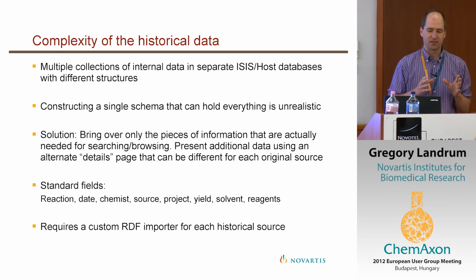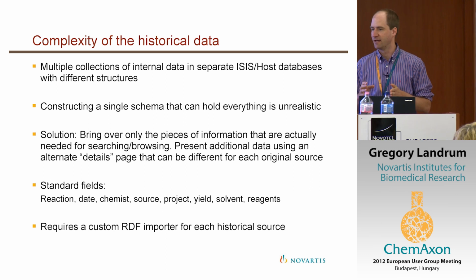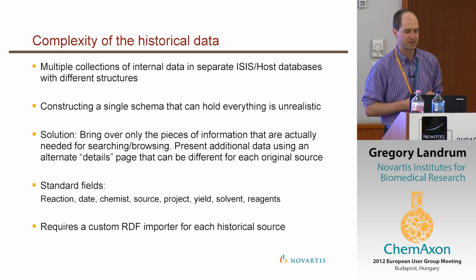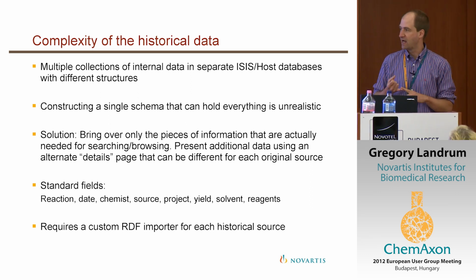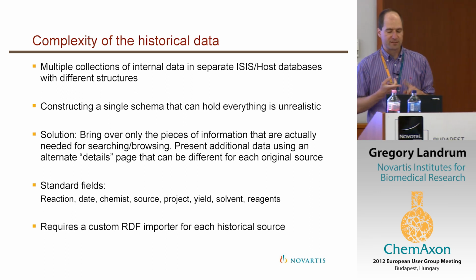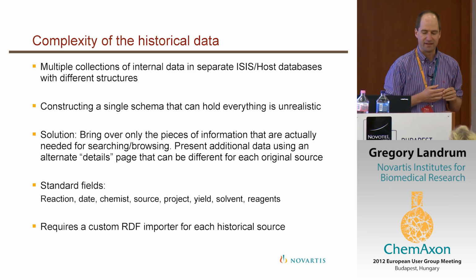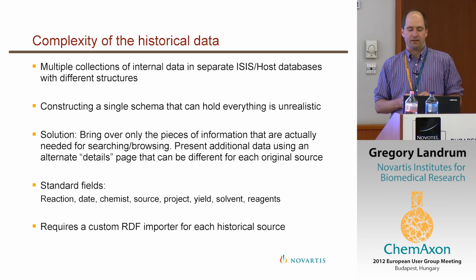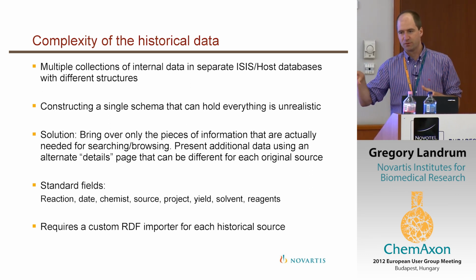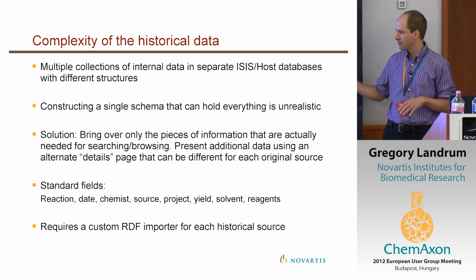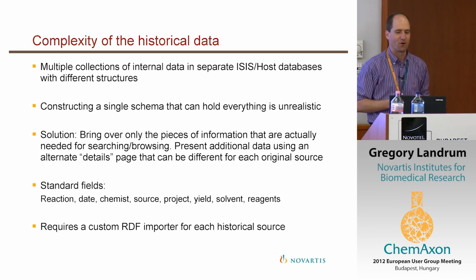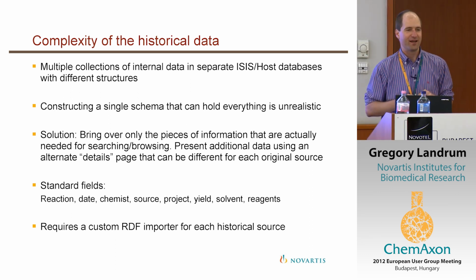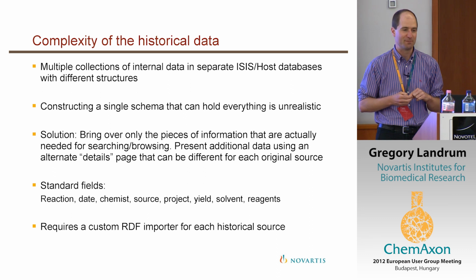All of the additional information that's not immediately needed for searching and browsing the data is just going to be exposed in some kind of get details page that will look different for the reactions from different sources. The standard fields we decided to bring across: obviously the reactions, the date, the chemist, the source, the project, the yield, the solvent, the reagents, and the entity that the chemist was working in. I'll show that a bit later. Sounds simple. We're going to a simple schema, but we're starting from a complex part, and it turned out in order to do this, Tim needed to write a custom RDF importer for every one of these historical sources, and that's actually been a fair amount of the work. Not writing the web application, that's easy, not writing the web services, that's easy, but getting the data in.